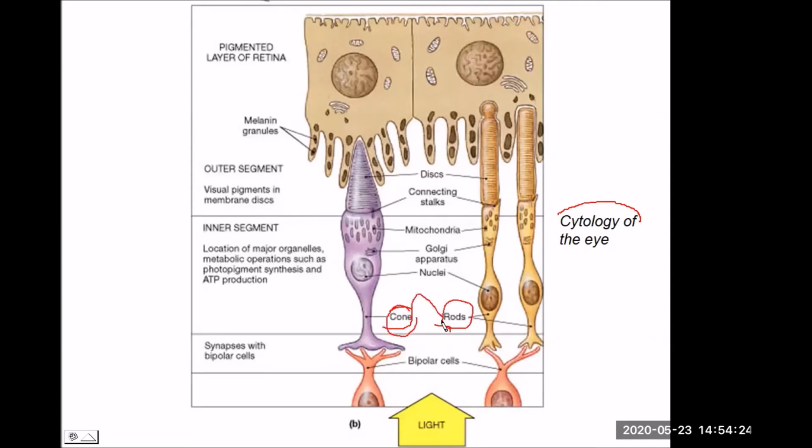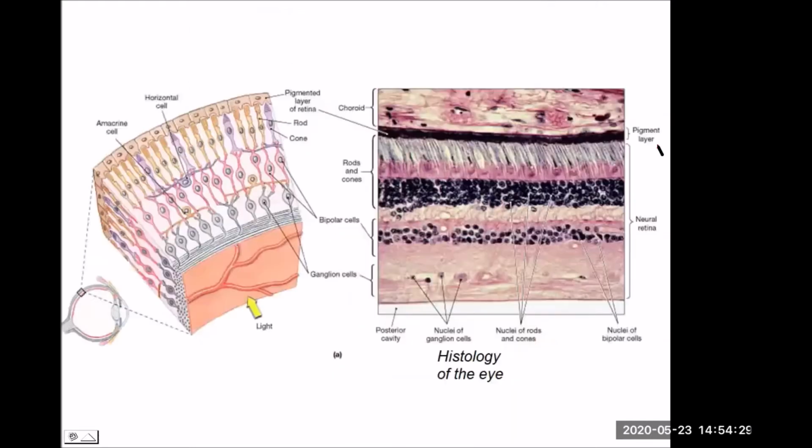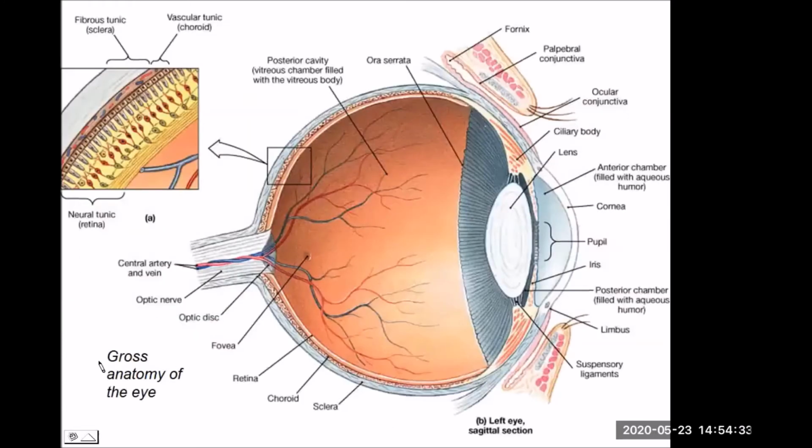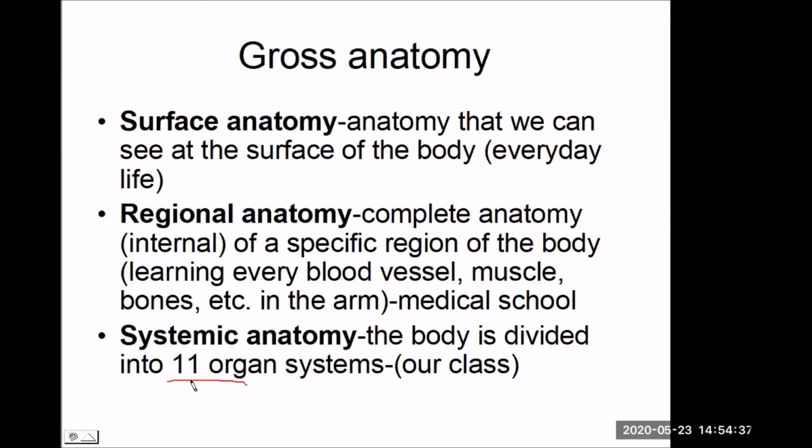So a systemic approach, we'll be able to study the cytology in lecture, the histology in lab, and the gross anatomy in lab for each of these 11 organ systems.